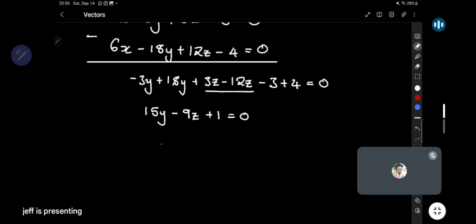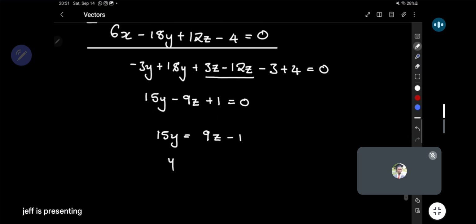3 into 15 will leave 5. 3 into 9 will leave 3. Yeah, of course, then this will have to be a fraction. This will have to be 1 over 3. Yeah, so perhaps we can leave it like this. I don't want to have 1 over 3 there. Okay, so I can make one of these subject of the formula. So I can make y the subject. So I can go with 15y being equals to 9z minus 1.